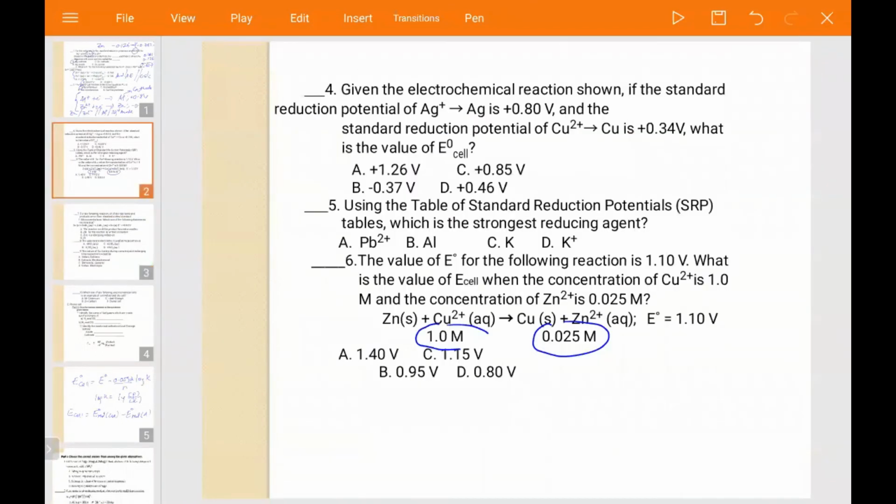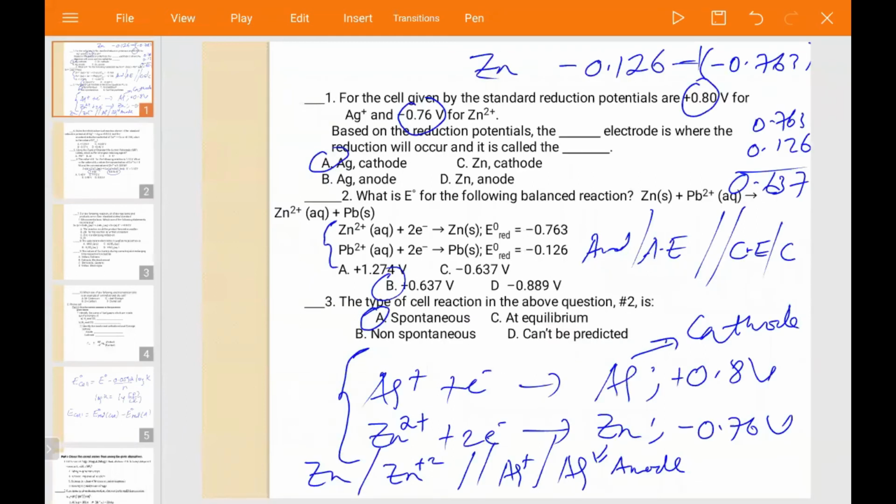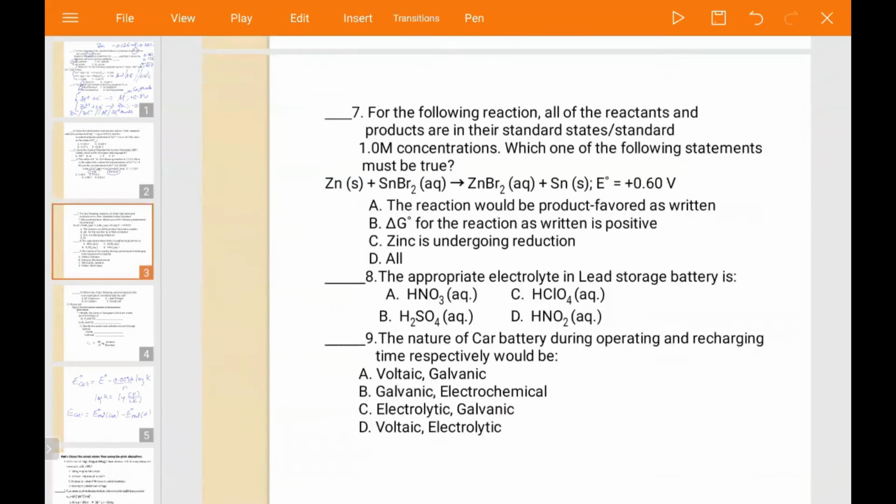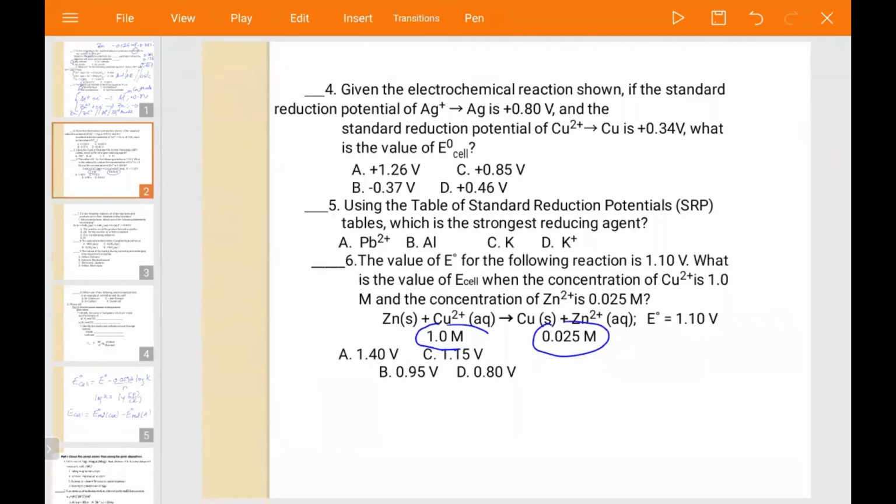Okay, the next one: given the electrochemical reaction shown, if the standard reduction potentials are these, what is the value of E of cell? Is it clear, the difference between number 2 and number 4? In number 2 the equation is given, whereas in number 4 the balanced chemical equation is not given. This is the only difference.